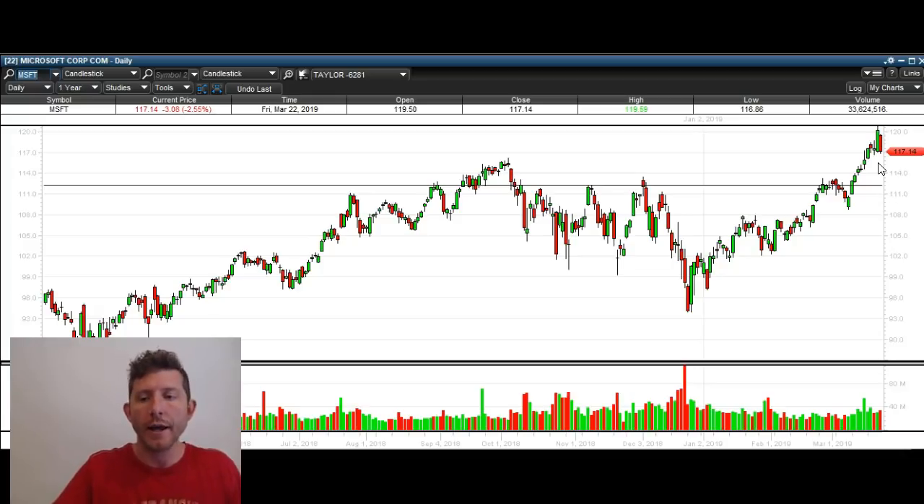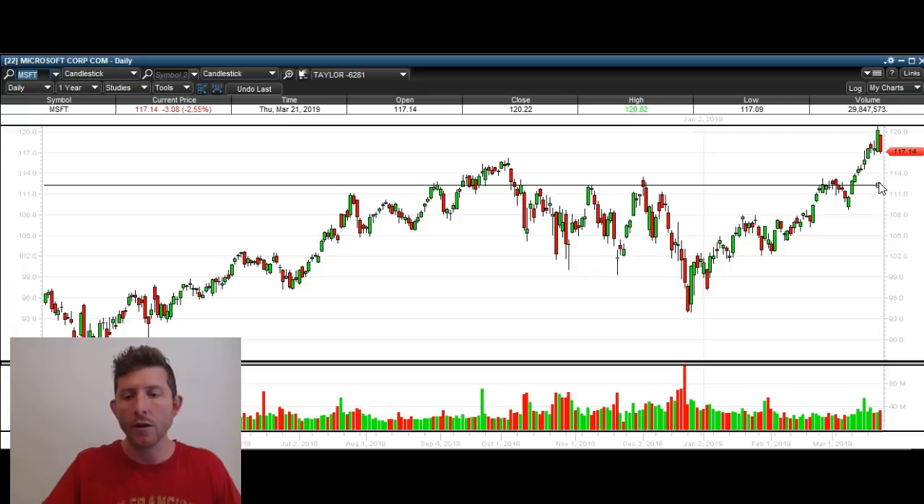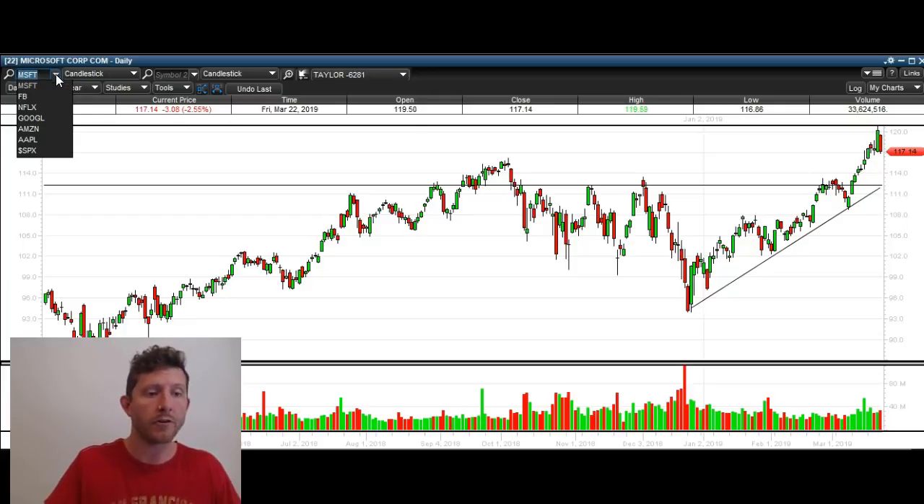So what I'm saying here is yes, we can head lower, but even if we head lower here, we're going to have support right there. Big time support. And we're still going to have an uptrend right here. Even if you draw this uptrend line really tight, we're still going to be in an uptrend even if we had a bunch lower. All right, so that's Microsoft.